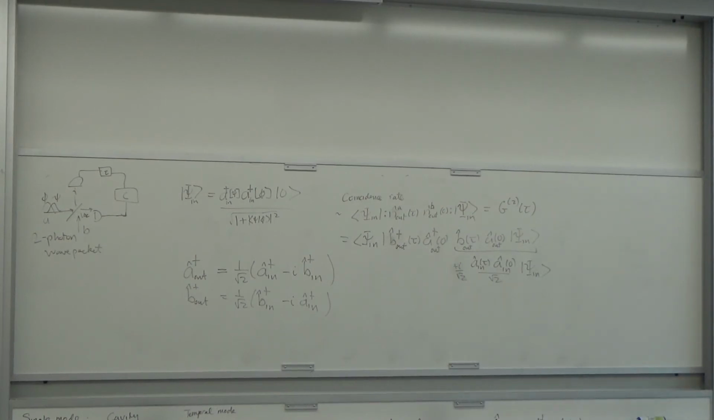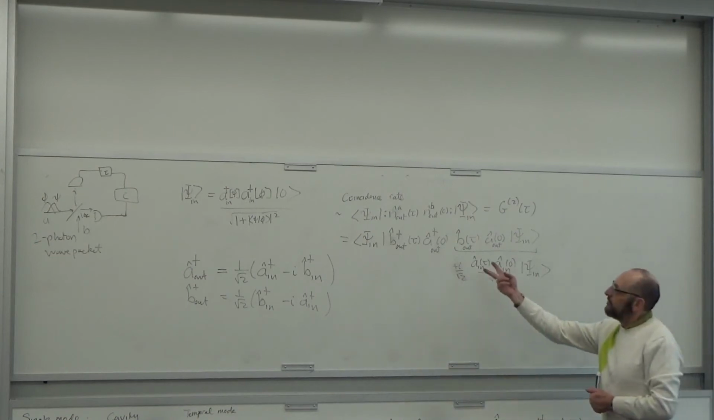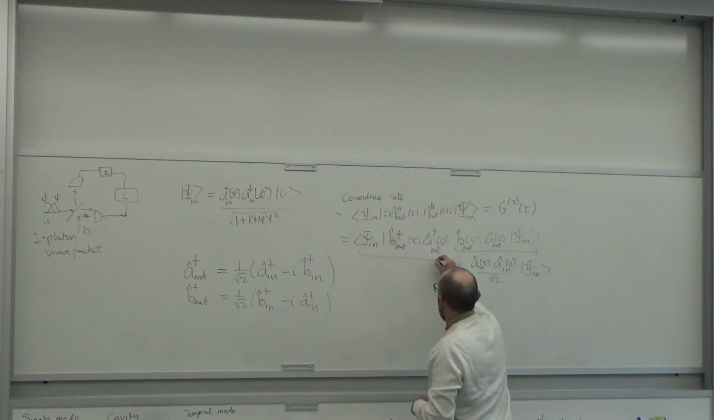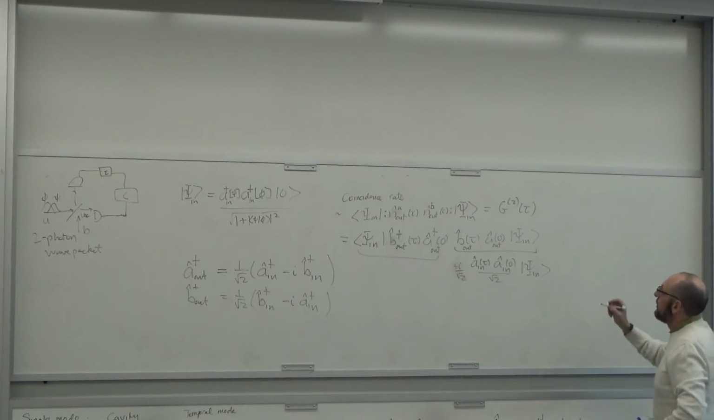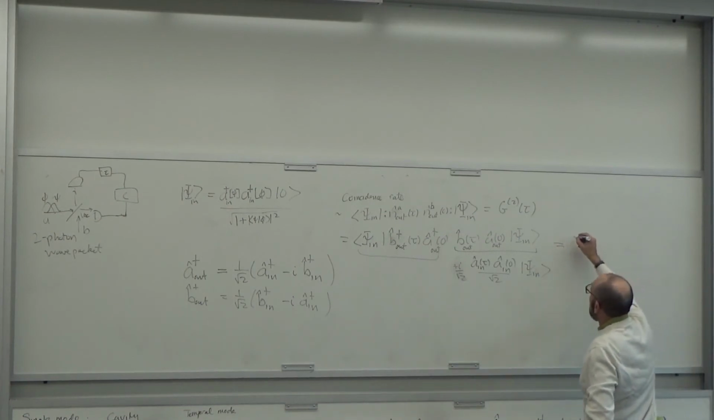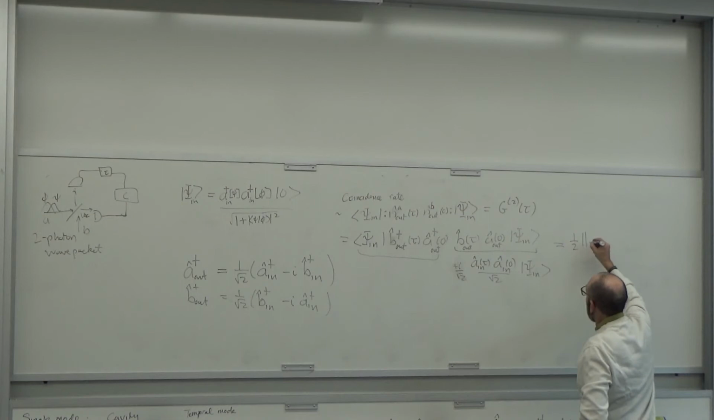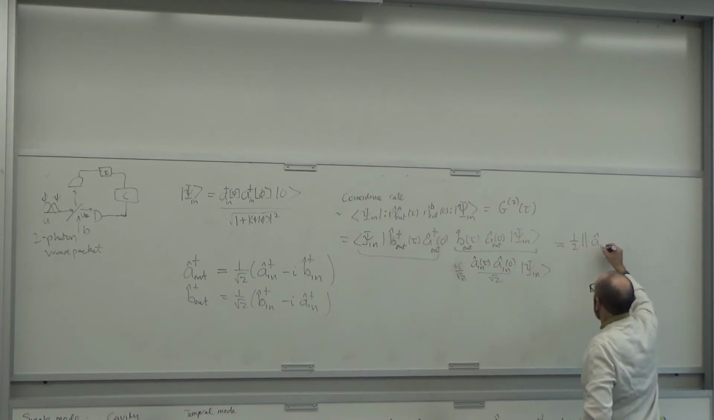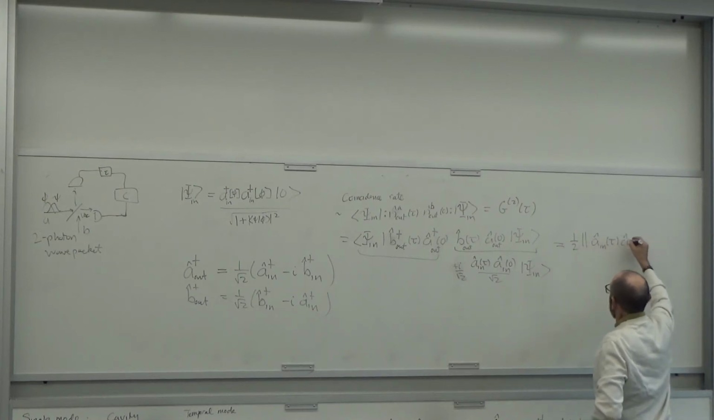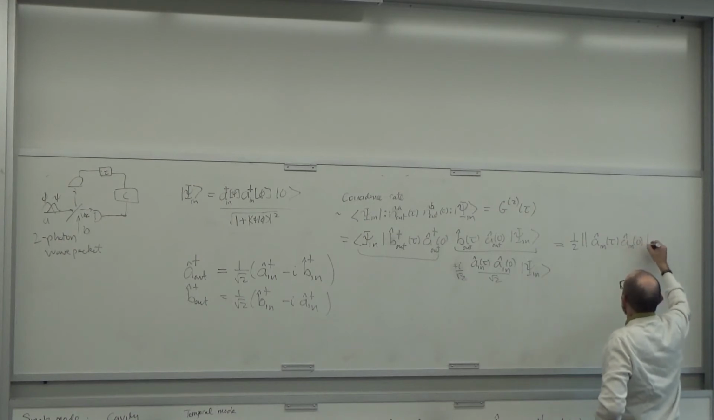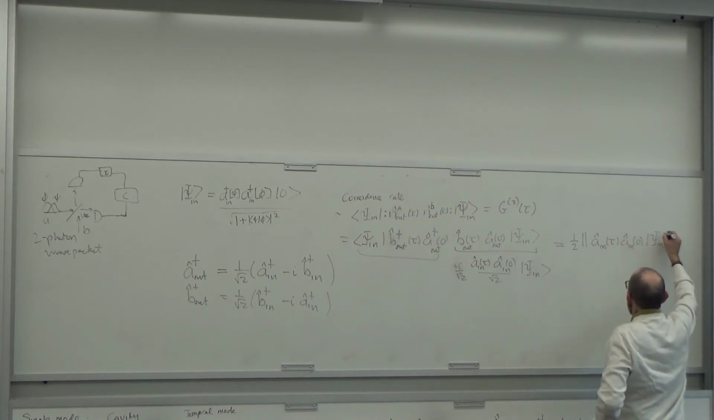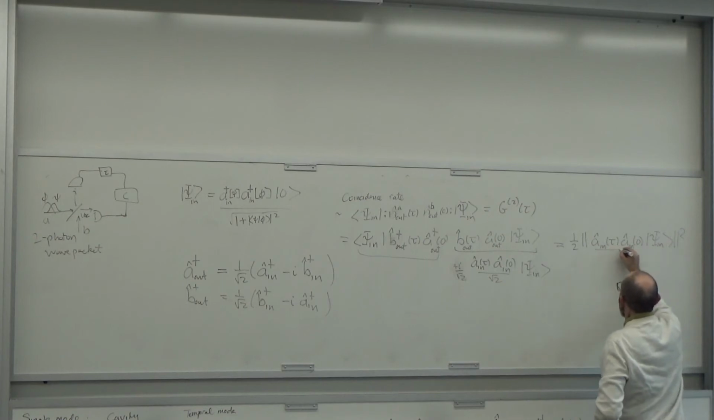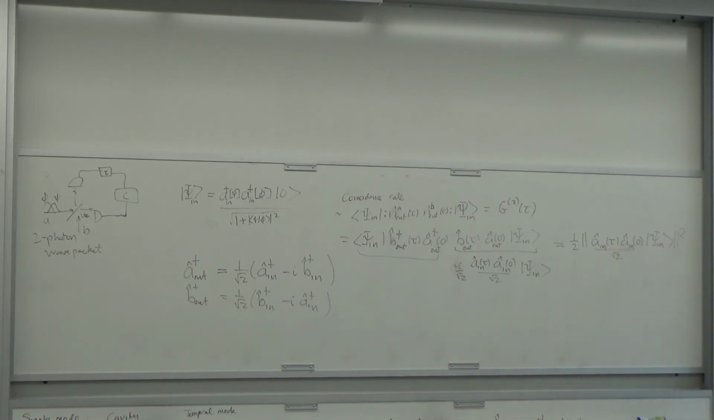Okay, so now what? This is going to be the conjugate of this. So this is equal to 1/2 the norm squared of this. That's why I didn't care about the minus sign. It went away anyway.